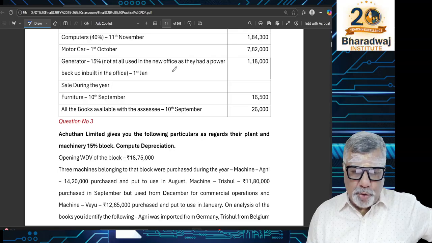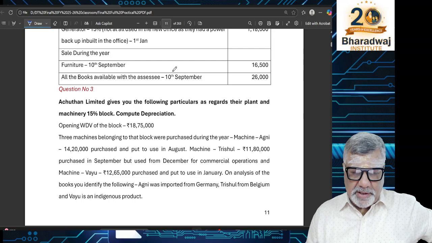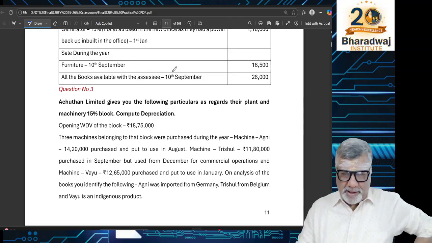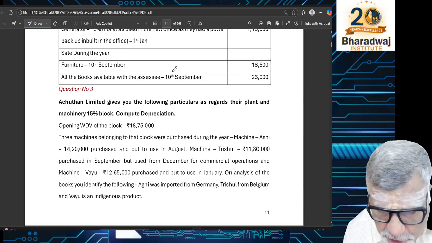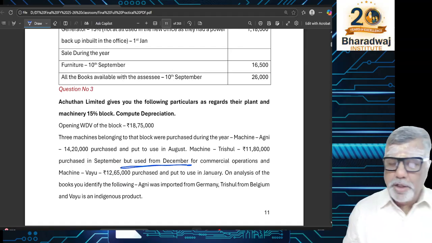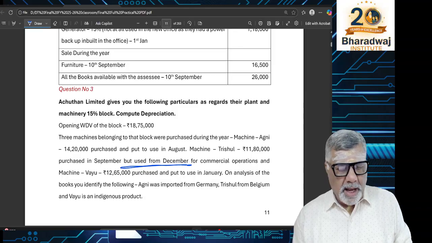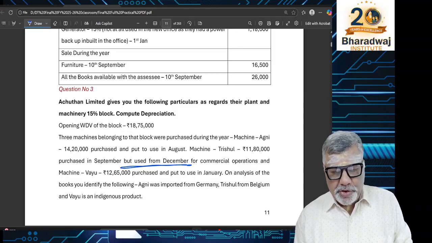Achyutan Limited gives you the following particulars as regards their plant and machinery: 15% block, compute depreciation, opening WDV. 3 machines pertaining to the block were purchased during the year. Machine Agni purchased and put to use in August. Machine Trishul purchased in September. But what is essential for us is put to use in December. So I will take only the second half. Okay. And Vayu purchased and put to use in January.